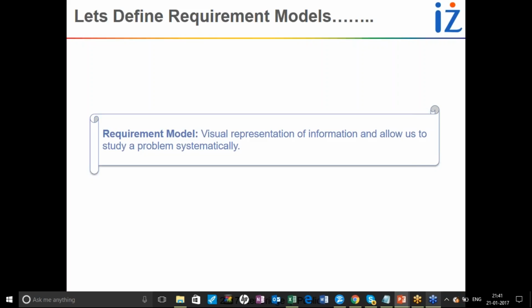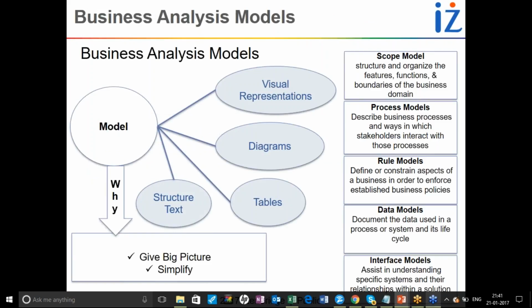So it is an important thing, and throughout the project development we are involved in requirement development and management, and for every stage we use requirement models to represent requirements in an easy format. Requirement models can be represented in the form of diagrams, tables, and structured text. It can be any form which makes things easy, because simplicity is the key, and it provides a big picture.